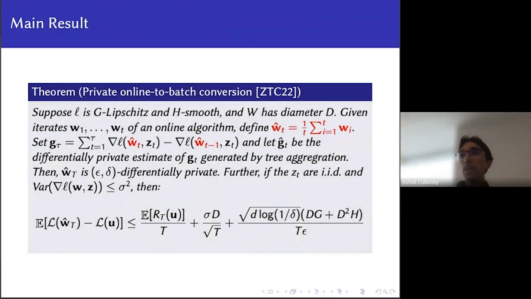There's a wall of text here, but basically this is all laying out the same assumptions. L is G Lipschitz, H smooth, and diameter D. Then we run this on anytime online to batch using these averages. We compute the GT using this sum statistic. We use tree aggregation. And then at the end of the day, we get a bound that looks like the average regret plus the privacy price plus this sigma D over root T. What is sigma? Sigma is the variance of the gradient. So it's the amount of noise that's inherent in your system.